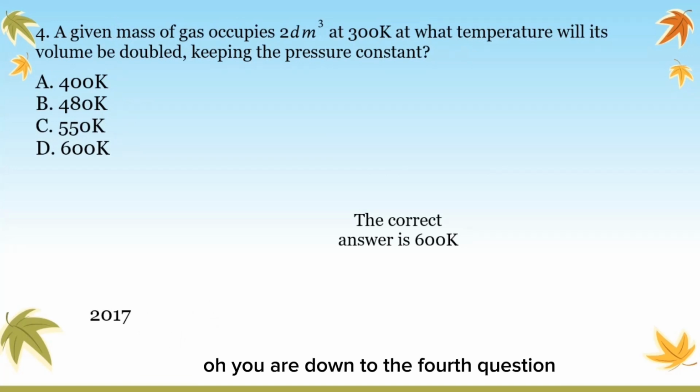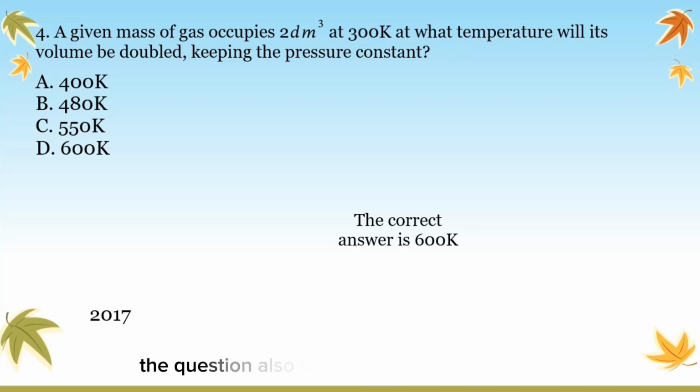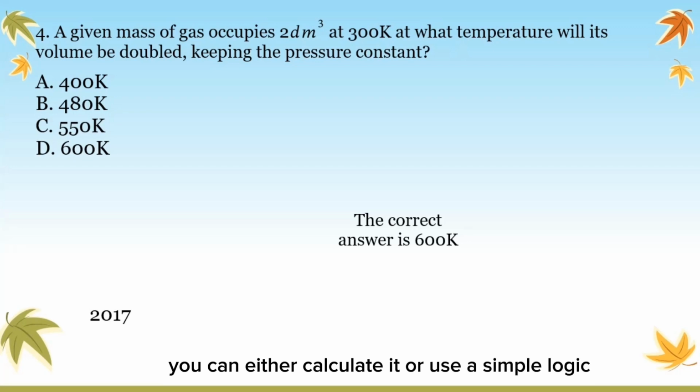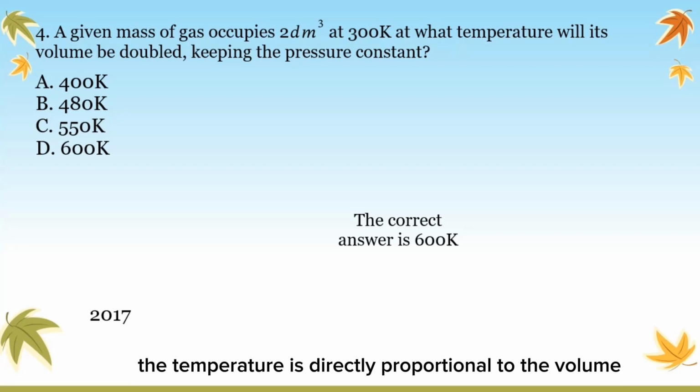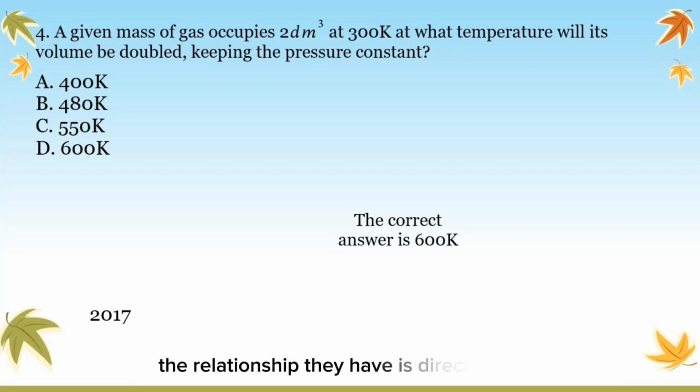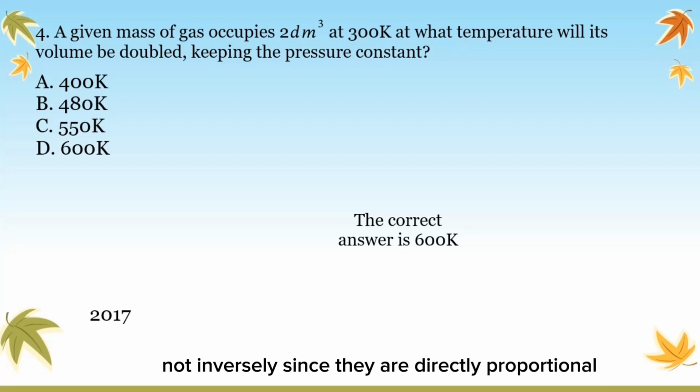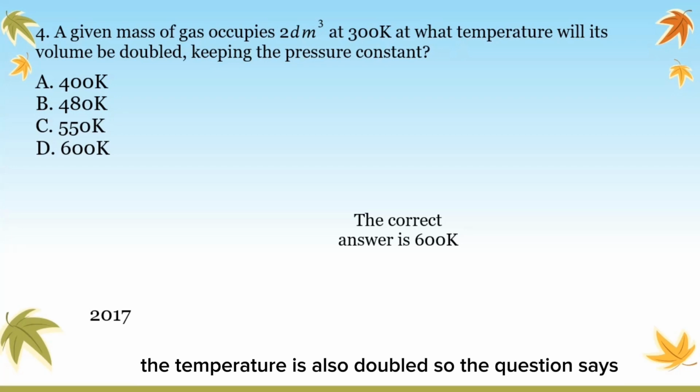We are down to the fourth question. The question also, should I say, is a two-sided question. You can either calculate it or use simple logic. According to Charles, the temperature is directly proportional to the volume. That means the relationship they have is directly proportional, not inversely. Since they are directly proportional, if you double the volume, the temperature is also doubled.